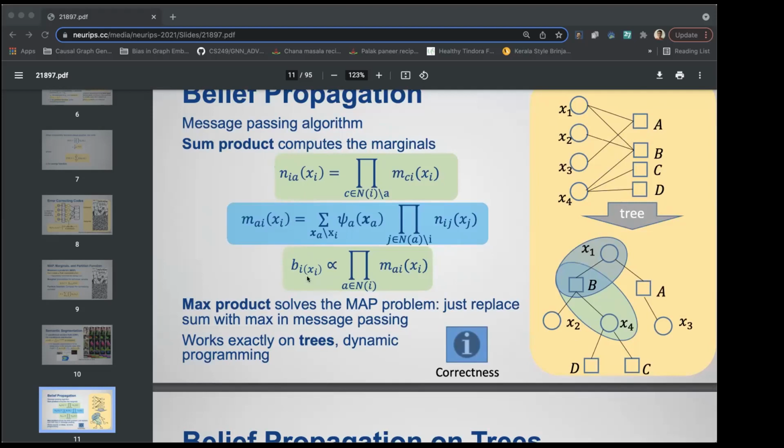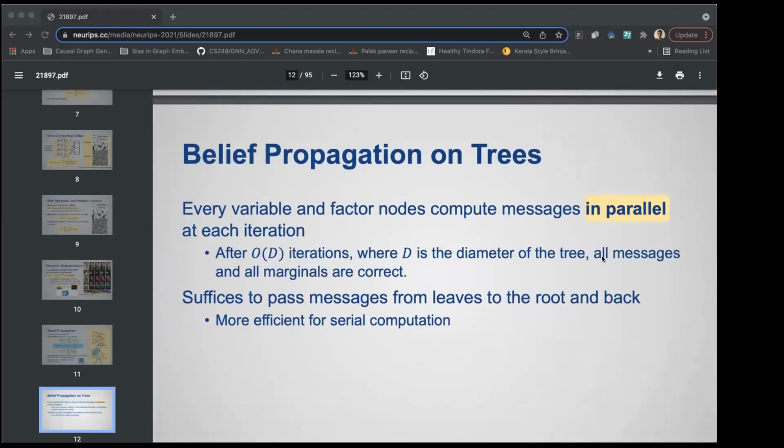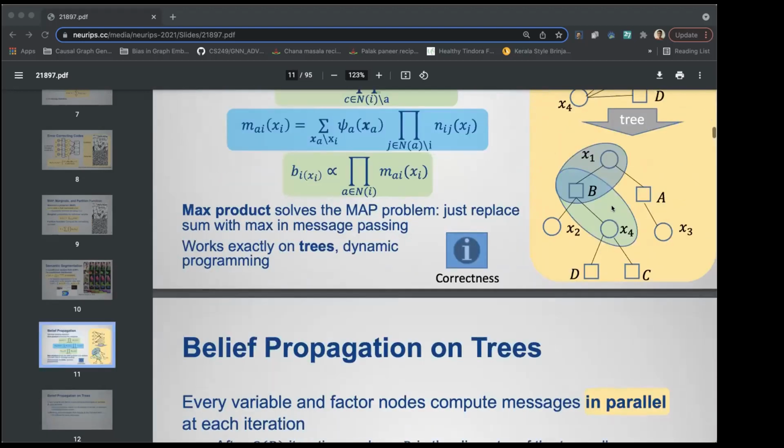let's say we want to solve the MAP problem, we can just replace the sum with a max. So instead of having the sum here, we can just replace this with a max operation. And this works exactly in trees. So actually, if we were to unravel this graph, we'd see that this is a tree, and you'll see here that the number of iterations you need for this to converge to the right value is on the order of the depth of the tree.